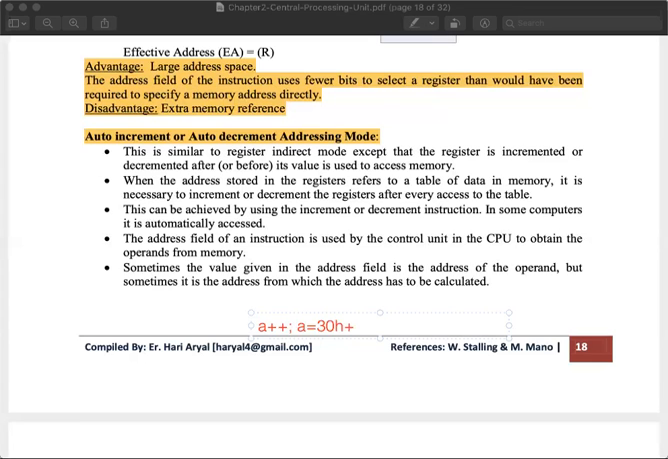Just 30H plus 1H, just one increment, then it will hold the data 31H. So auto increment or auto decrement will happen. Decrement is the same. Suppose you decrement, for decrementation just minus minus.